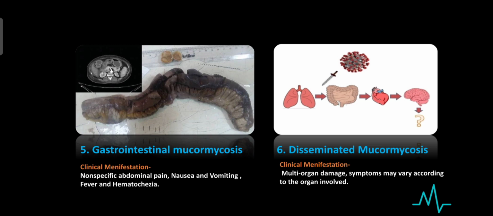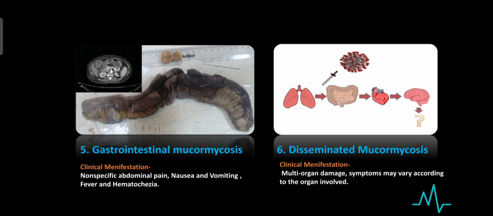The clinical manifestation, the patient will present with non-specific abdominal pain, nausea and vomiting, right, and with fever and hemoptysis. As you can see in this particular colon, you can see the necrotizing lesions in this particular image, right?